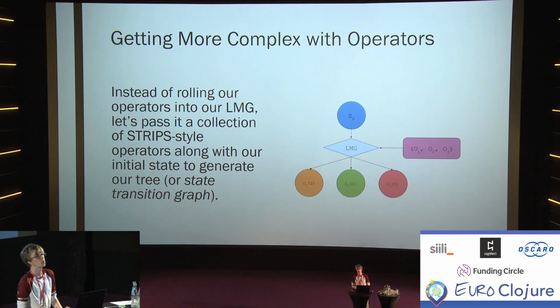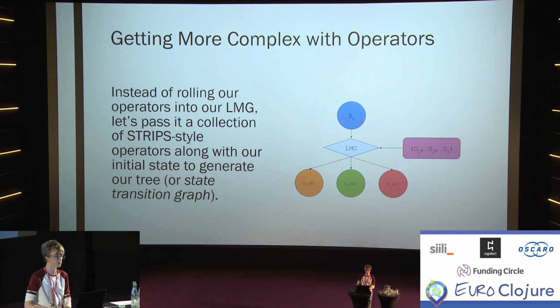So let's get a step more complex. Let's create, formulate, and apply a set of STRIPS-style operators to our LMG. So rather than hard-coding the operators directly into the LMG, let's pass in a set of operators instead. This will create our state transition graph, and we can search that state transition graph for a state that satisfies our goal.